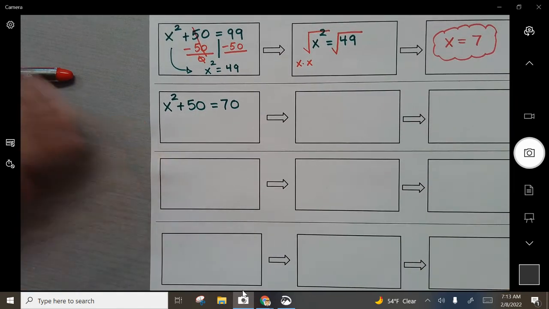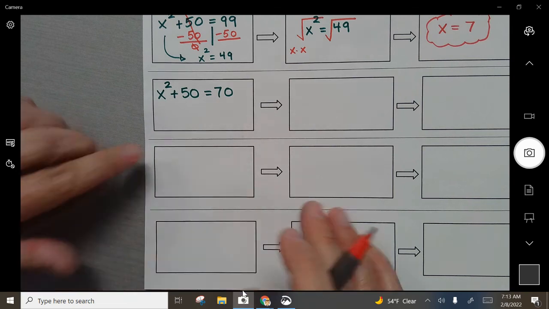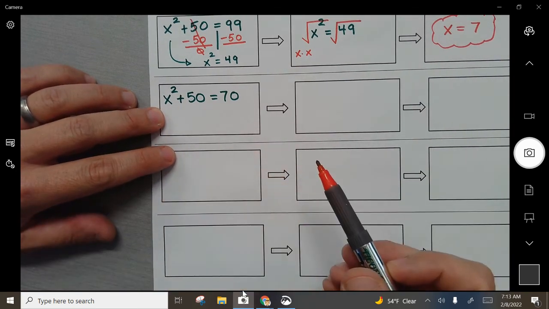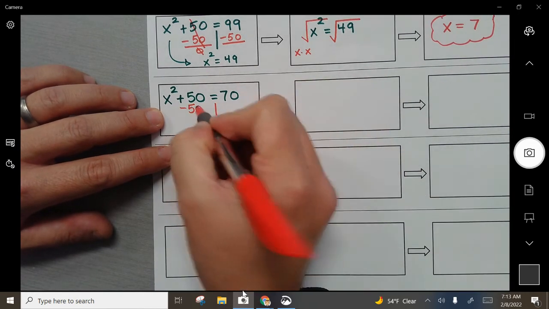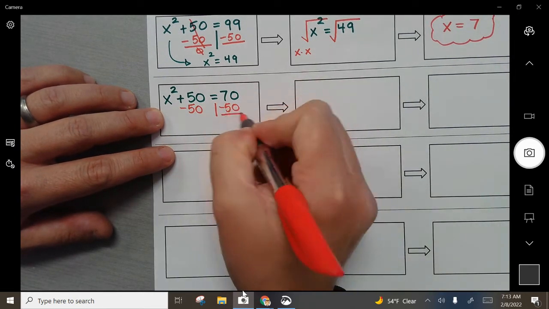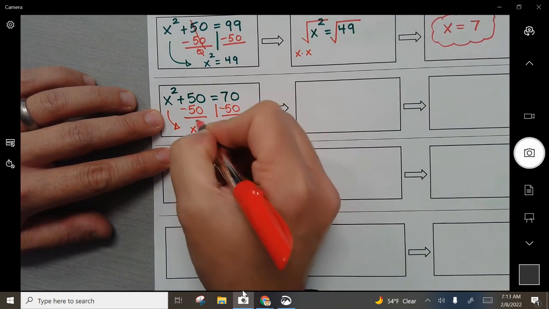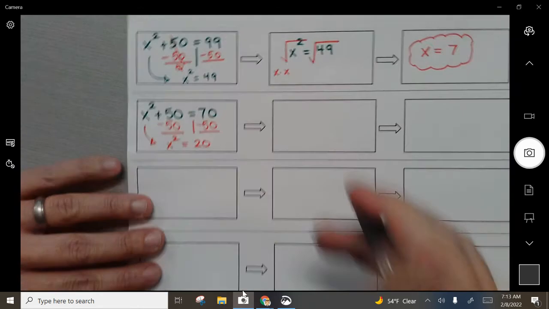First steps first, and when you do whiteboards, the whiteboard person would be writing this down and look at their partner and say, what do I do? And their partner would say, okay, first step is to subtract 50. And that's your first step. And then you're going to have x squared equals 20.